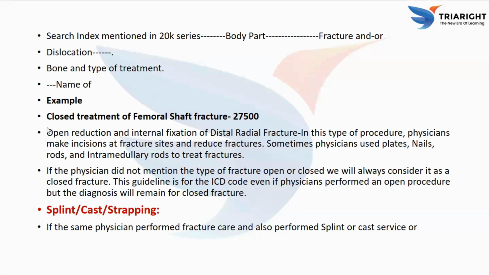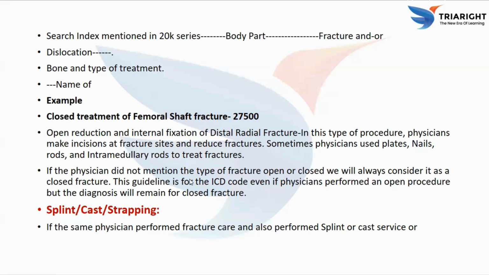And the second example, open reduction and internal fixation, ORIF, of distal radial fracture. So what happens in ORIF? The physician makes an incision, the fracture is visually exposed, the bone is reduced and hardware may be placed. Examples of the hardware are plates, screws, nails, rods and intramedullary rods. So this automatically makes it ORIF but not a closed treatment.